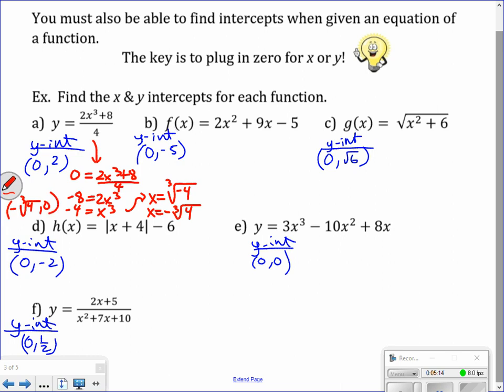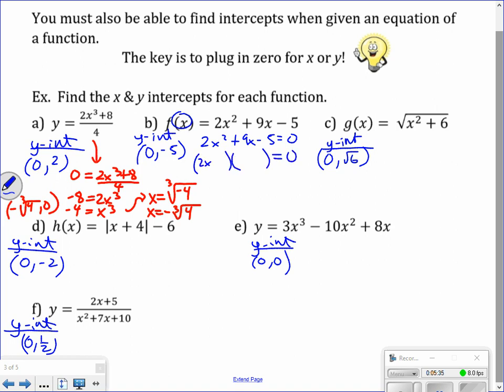I'm going to go back to the blue pen because it's a little skinnier. All right, so over here for letter B, remember I'm trying to pretend y is 0. So basically I'm putting a 0 here. So then I have 2x squared plus 9x minus 5 equals 0. So this is a factoring situation where we'd be practicing that. All right, so I factor it.